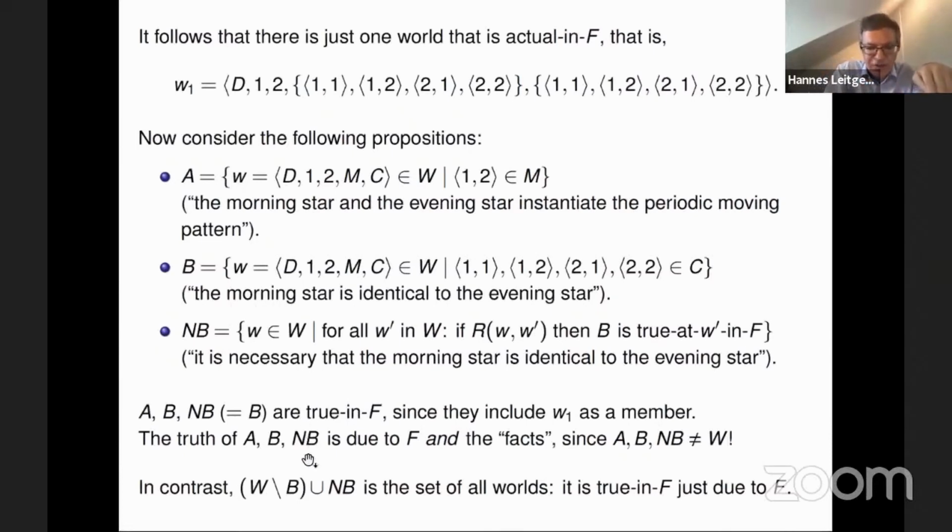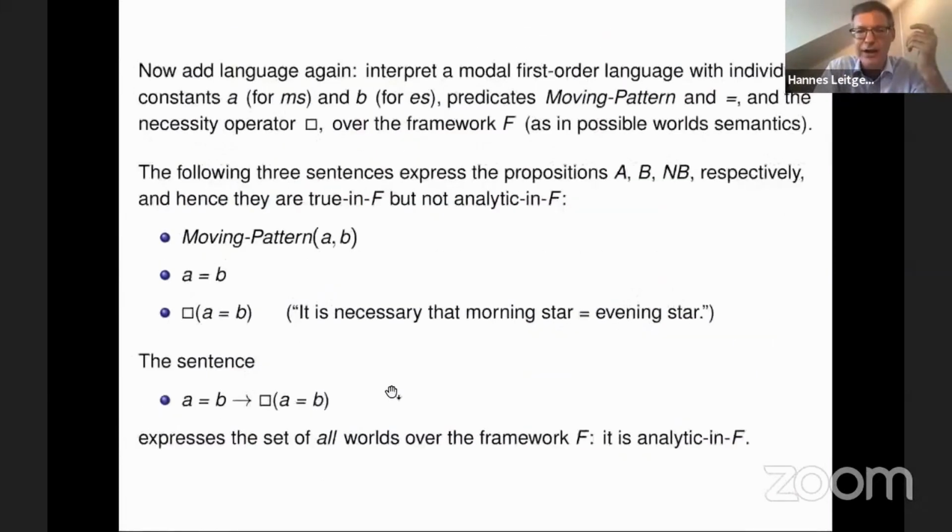Now, what's this weird proposition here? Well, think of it as a material conditional. It's something like not B or necessity of B, okay? Or think of it as if B, then necessity of B, okay? So this might ring a Kripkean bell. I will drive home that point now.